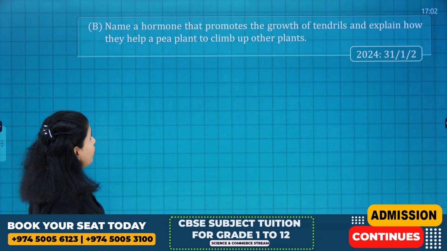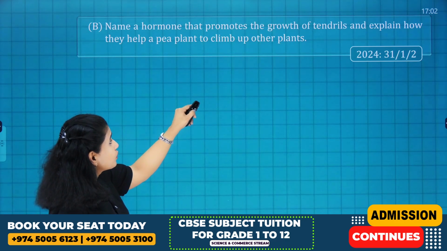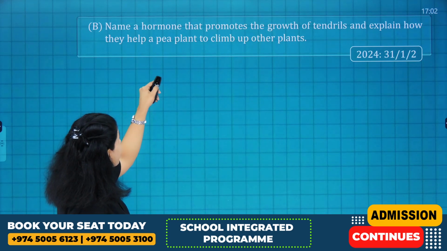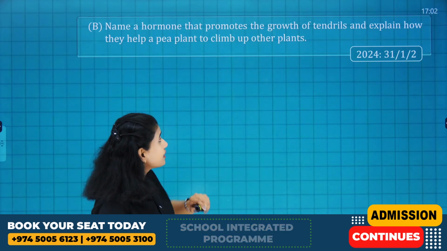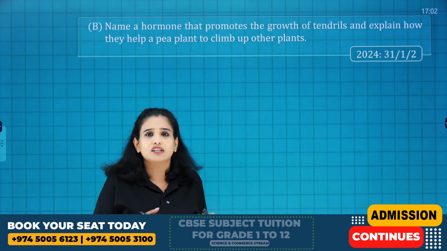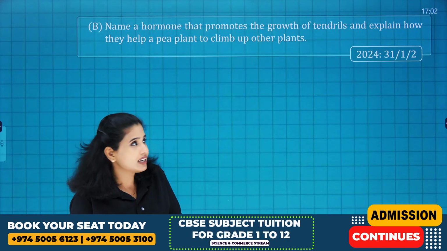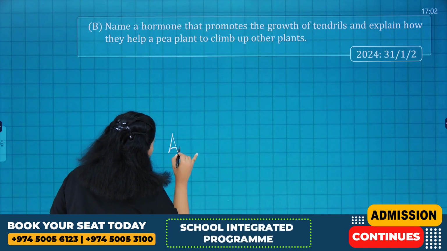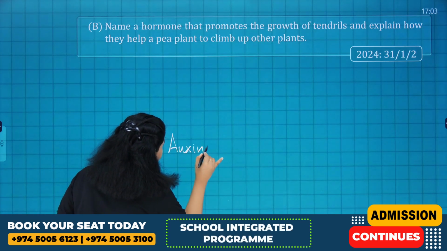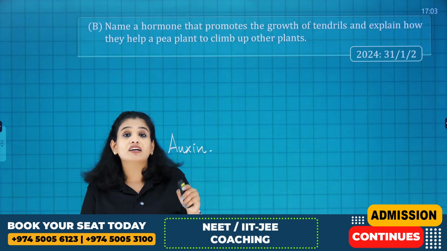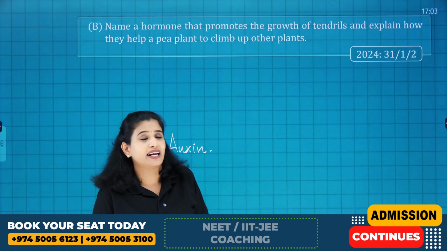Name a hormone that promotes the growth of tendrils and explain how they help a pea plant to climb up other plants. This is in every midterm exam and all previous year questions; it is a repeated question. Which hormone promotes the growth of tendrils? That is auxin. Auxin is the hormone which promotes the growth of tendrils.